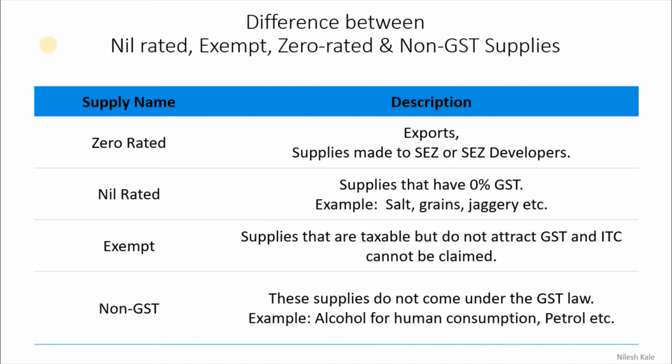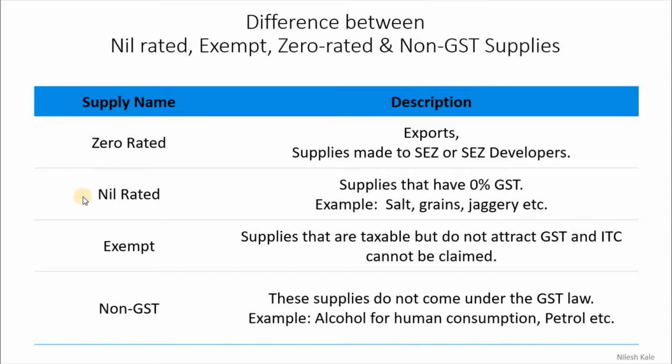In this video, we are going to learn the difference between nil rated, exempt, zero rated, and non-GST supplies. All these four are different. Understand this table. We have a column called supply name and the description. Zero rated supply means exports, supplies made to SEZ or SEZ developers, SEZ units or SEZ developers. So these are the only such three things. If you are making these type of supplies, then that falls under the zero rated supplies.